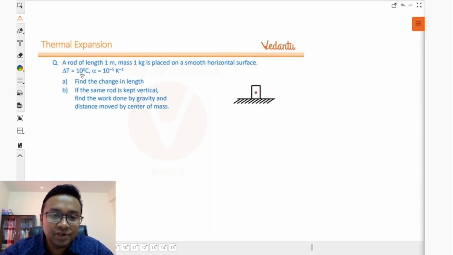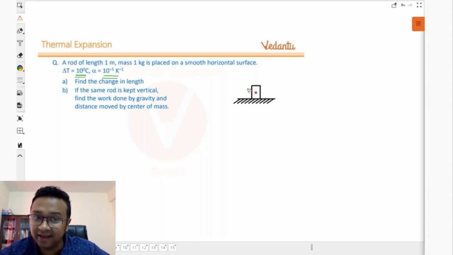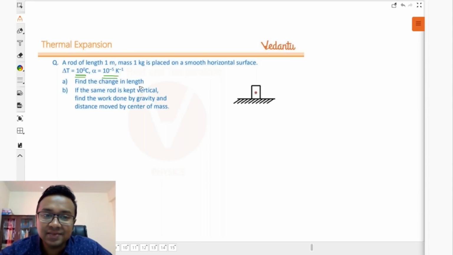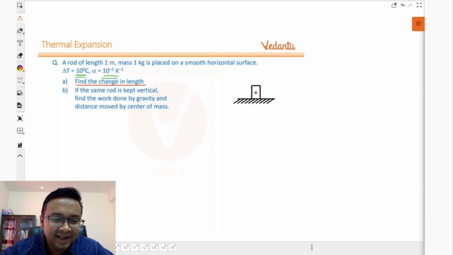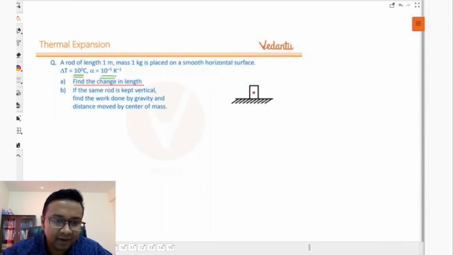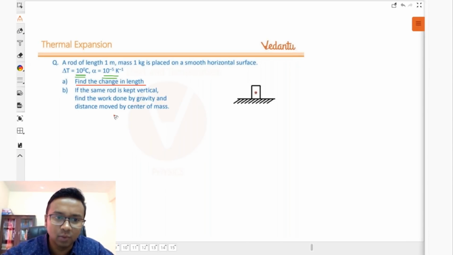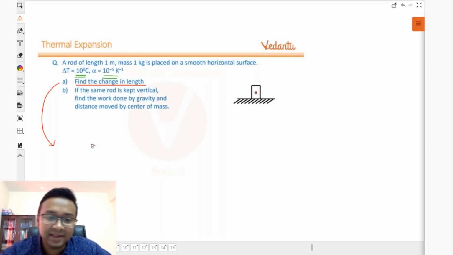The temperature changes by 10 degrees centigrade, and the value of alpha is 10 to the power minus 5. So they have asked us what is going to be the change in the length. I think that's a very simple one, isn't it? So here, let me take it from this page only instead of going to a new one. We're going to do the first problem here, find the change in length.